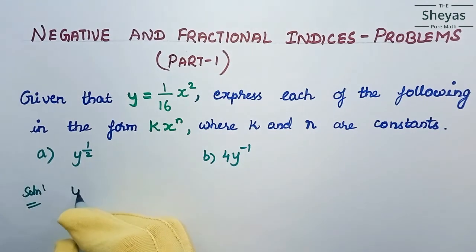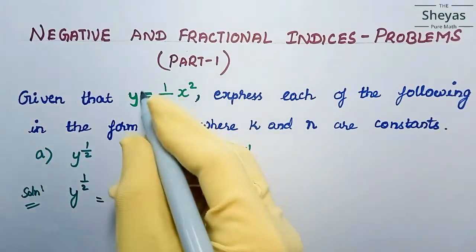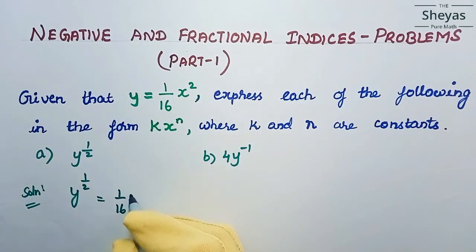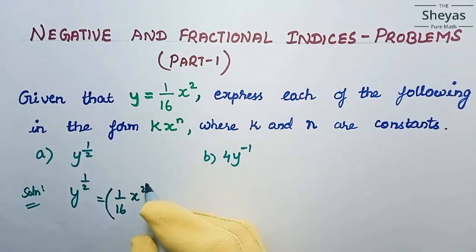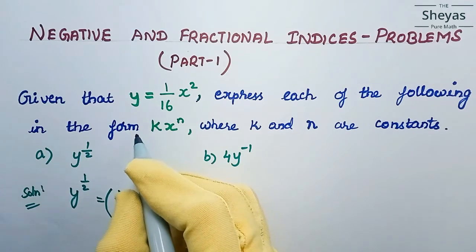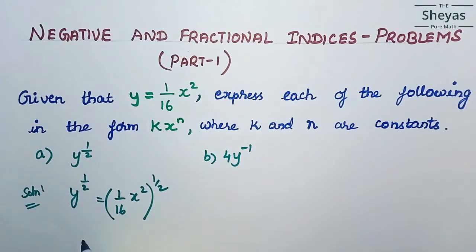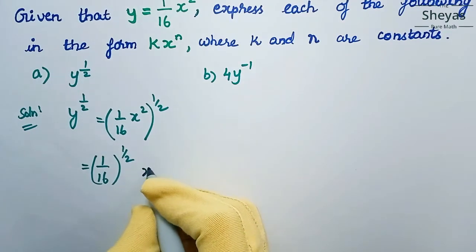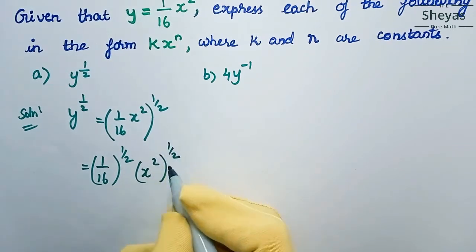Solution. Y power 1 by 2 can be written as 1 by 16 x power 2 the whole power 1 by 2. So in the place of y, I have substituted this value. You have to make it to the form k x power n. This power is common for both these terms, so I am giving this separately: 1 by 16 the whole power 1 by 2 and x power 2 the whole power 1 by 2.